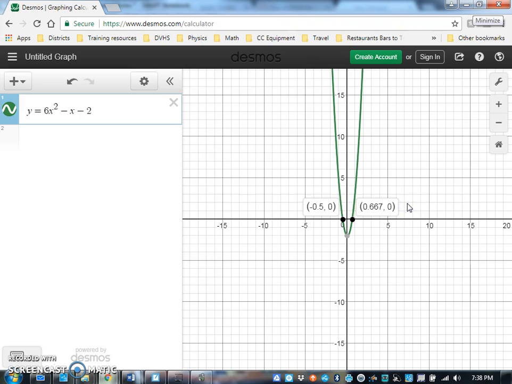Finally, as I've been doing, I can enter the equation directly into Desmos, the graphing calculator on the AZ Merit Test, and I find out by clicking on my x-intercepts, those are my solutions. I get negative 0.50 and 0.667, which rounds to 2/3.